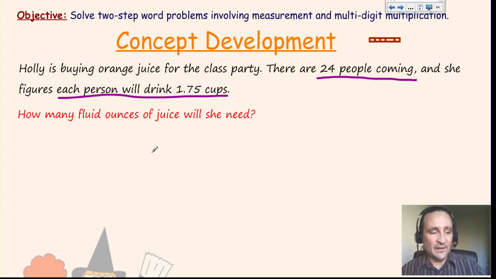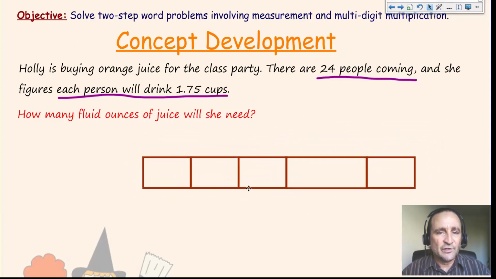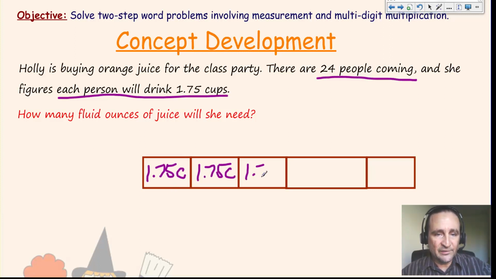Well, when I think about this, we need to take this 1.75 cups and give it to one person, and then another person, another person. So I'm going to grab this little tape diagram that I made. In this little box, I'm going to put one person drinking the 1.75 cups. Of course, that's going to be another person here, and another person here.